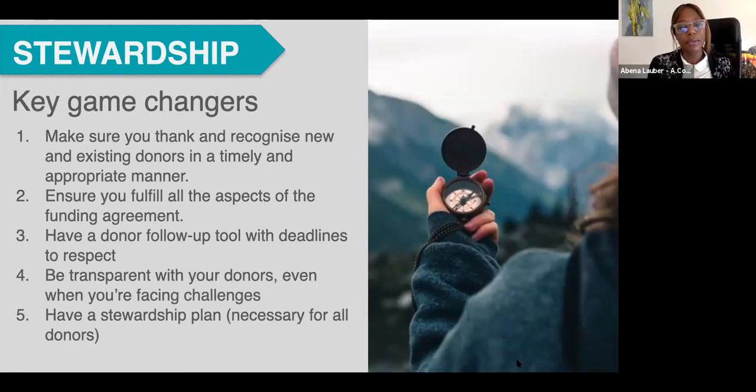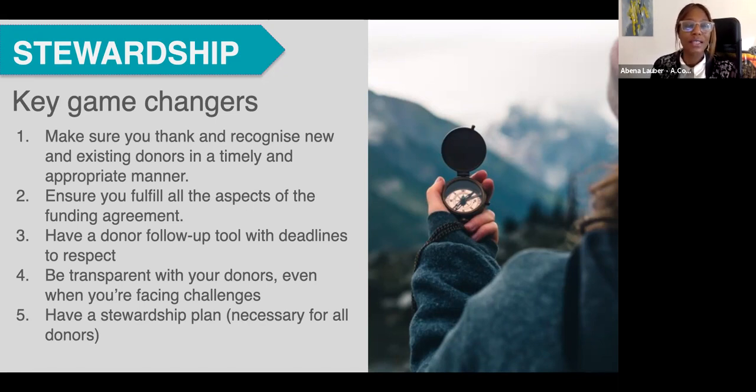So for stewardship, now you've received this donation, you're very happy. So really make sure you thank and recognize new and existing donors in a timely and appropriate manner. That's really important. We said we move away from the transactional to the relational approach. In front of us, we have people.